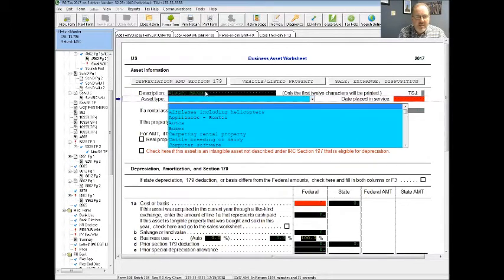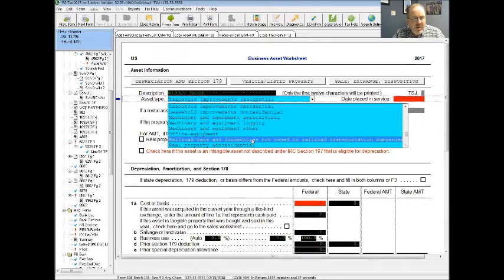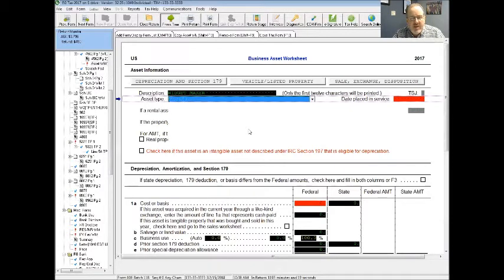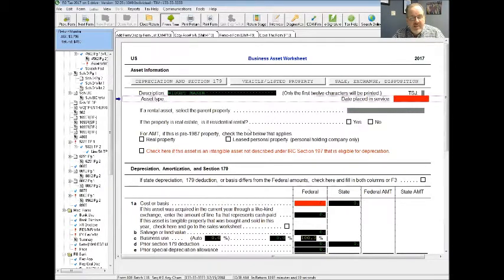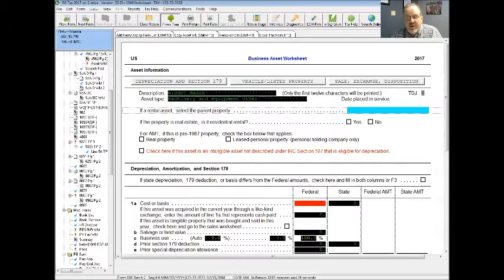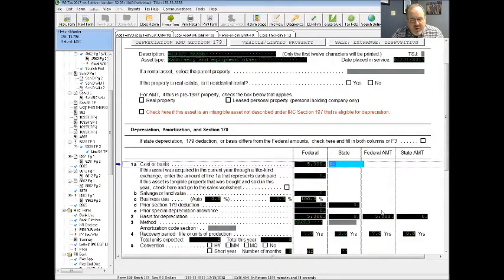And again, we're going to do machinery and equipment. Picking the asset type is very important because it gives us our useful life. We bought it and put it in service at the beginning of the tax year, okay? And that widget maker cost us $5,000, and all of it was used for business.